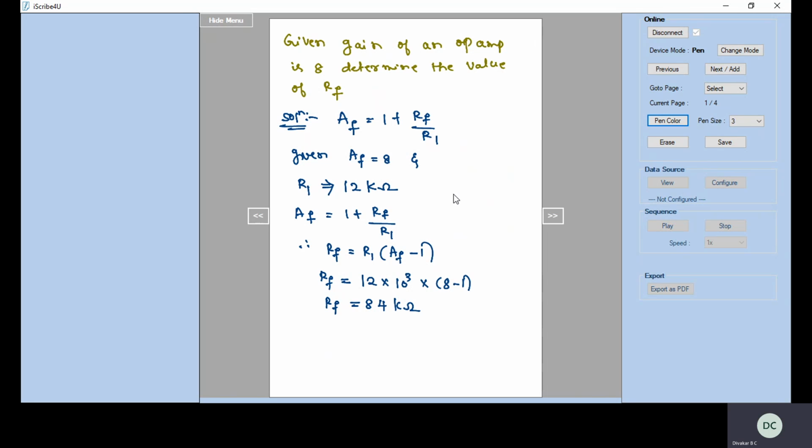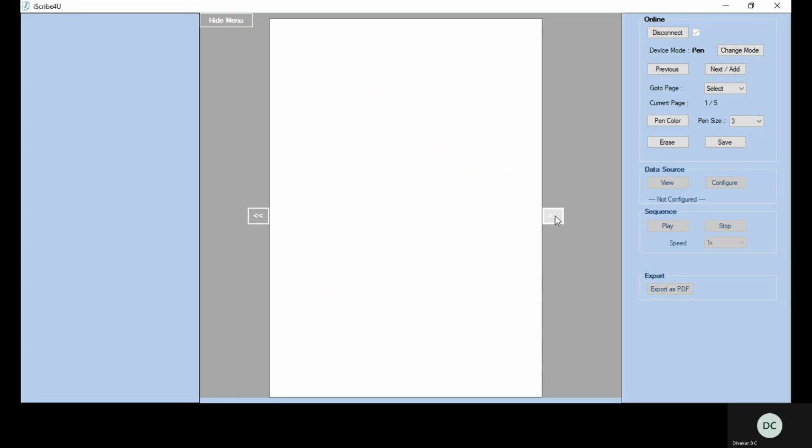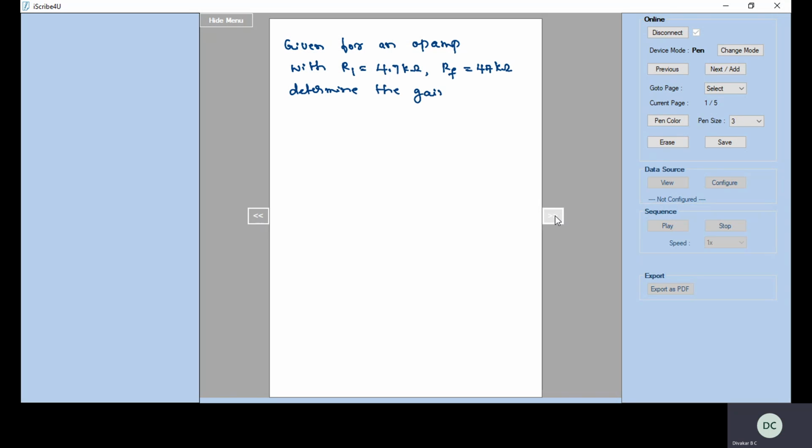Okay. Next problem. Given an op amp with R1 = 4.7 kilo ohm and RF = 47 kilo ohm, determine the gain, where the gain should be positive.